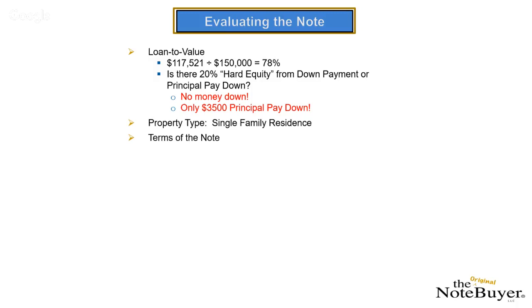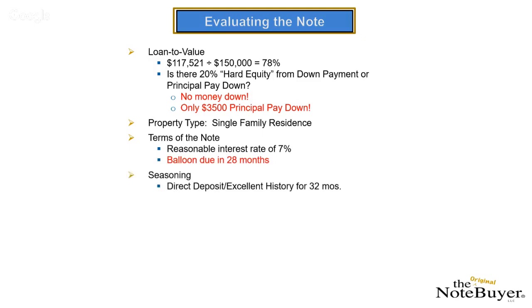We went over the terms of the note, and they all looked good. The interest rate was very reasonable at 7%. There is a balloon that is due in 28 months. It is nicely seasoned, okay? They've been making direct deposit, so it has an excellent pay history for 32 months, almost 3 years. I love that, okay?